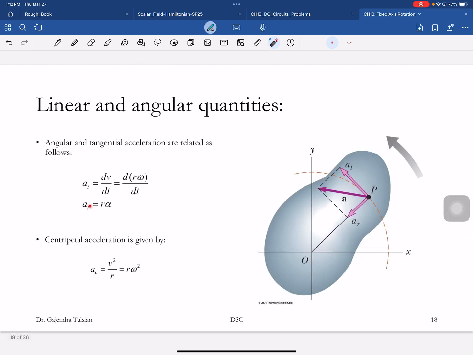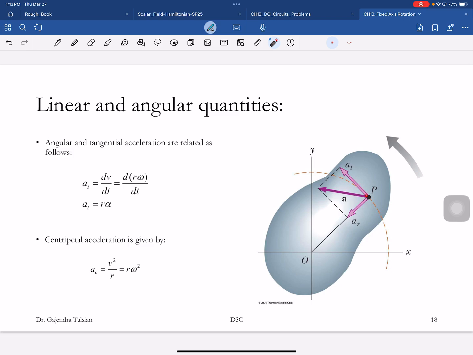So here's another formula. Tangential acceleration is r times alpha. What does tangential acceleration tell you? When do you have tangential acceleration? When the direction changes and the magnitude of the velocity changes. Oh, you got it half right. When the direction changes, what kind of acceleration do you have? Centrifugal. Very good. So you have radial acceleration.